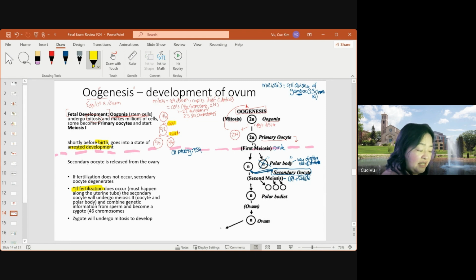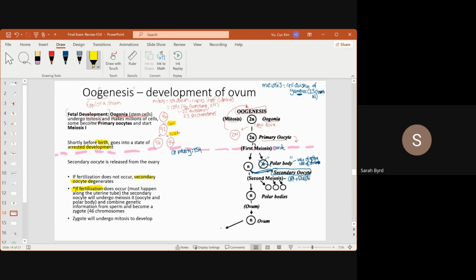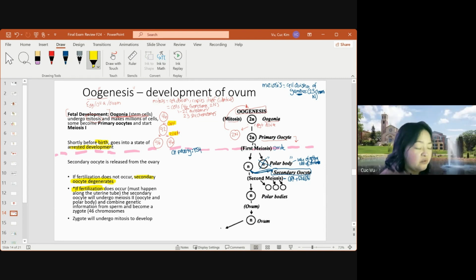If fertilization never happens, guess what happens to it? What's the fate of the secondary oocyte if fertilization does not happen? The polar body? Nope. It gets discarded with your menstruation cycle. That's exactly it. It gets discarded with the menstruation cycle. Nothing more happens to it.